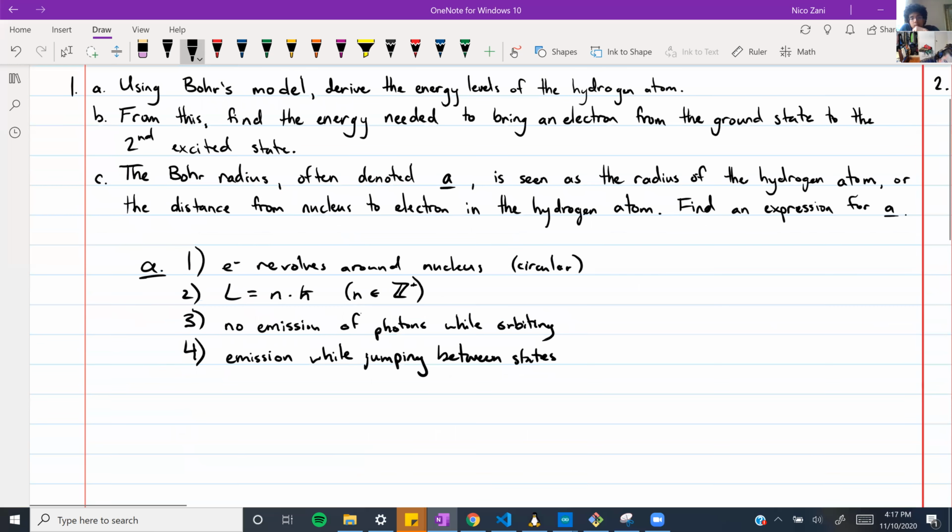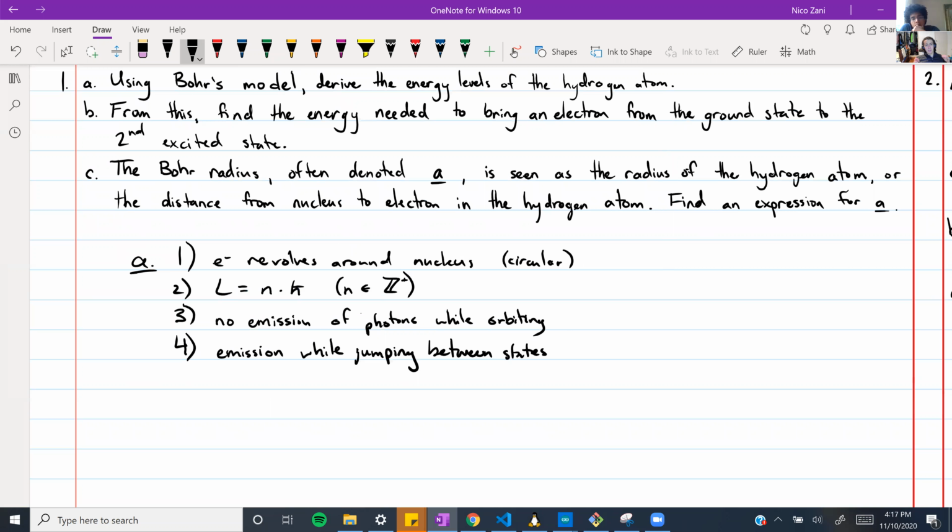So with these 4 things, Bohr is actually able to derive a very, very good model, actually the exact equation for the energies in a hydrogen atom. So let's think a little bit about how he did that. With the first rule he had, the electron revolves around the nucleus.